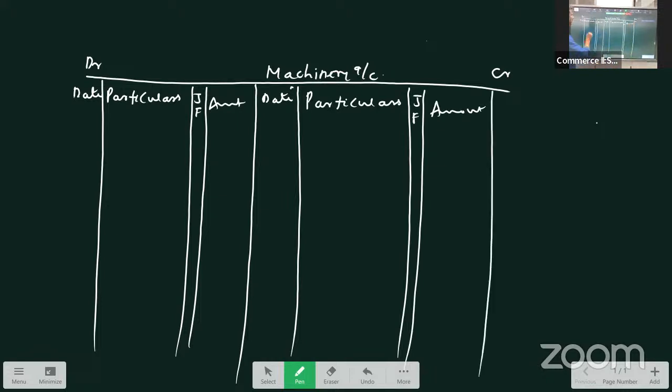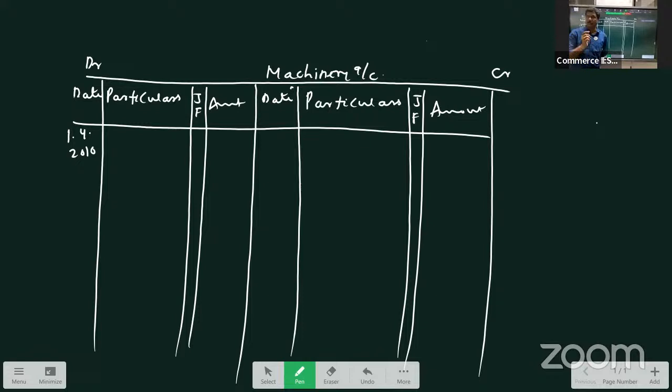This is how the machinery account would look. When was the machinery purchased? It was purchased on 1st April 2010. You remember, I said when machinery is purchased, it is to be debited.